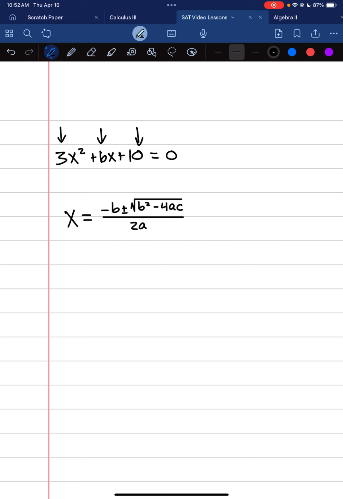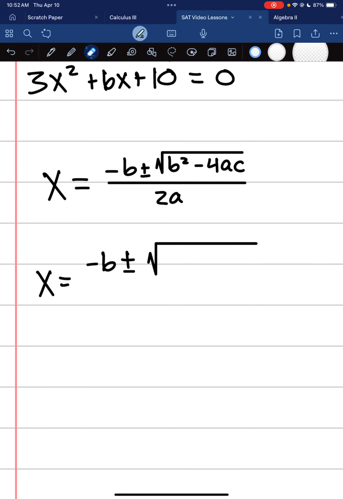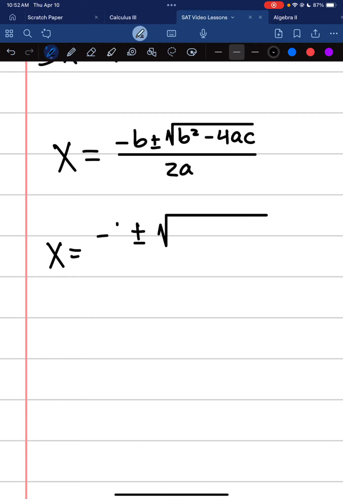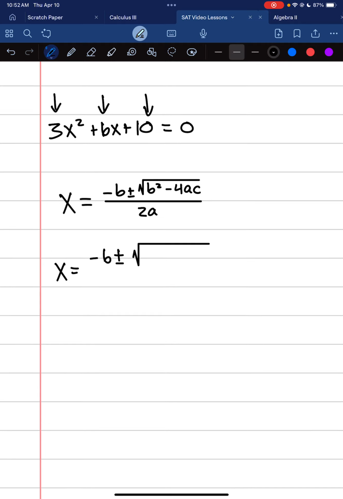So if we plug those in, we're going to end up with x equals negative 6 plus or minus the square root of, I realize my 6 looks like a b, negative 6 plus or minus the square root of 6 squared minus 4 times a, which is 3, times c, which is 10. All of that over 2 times a, or 2 times 3.